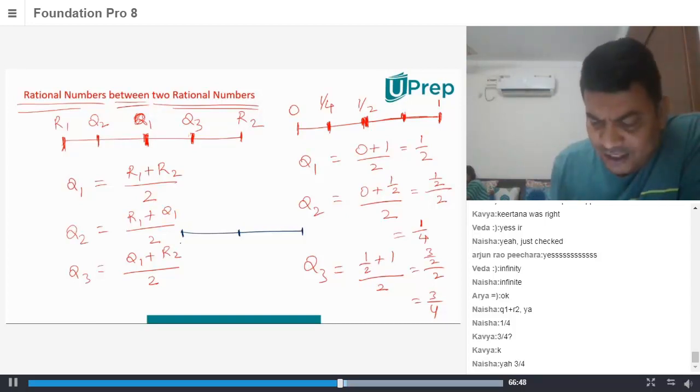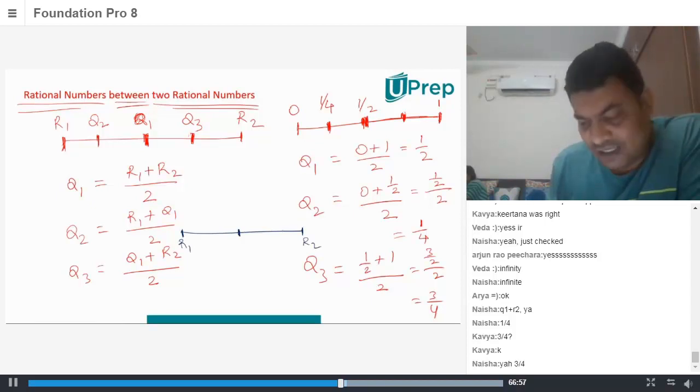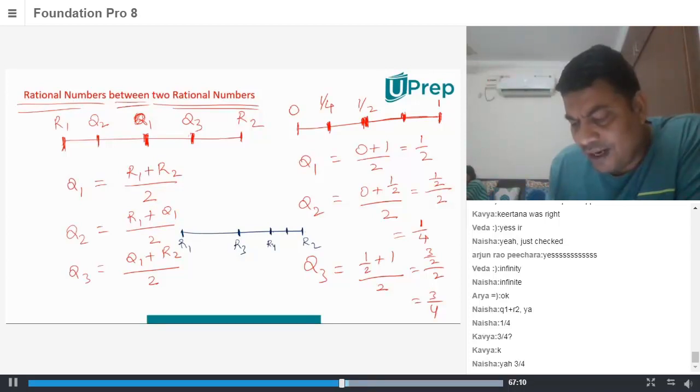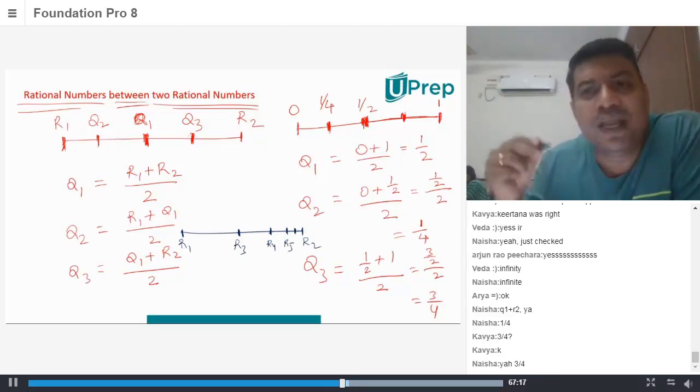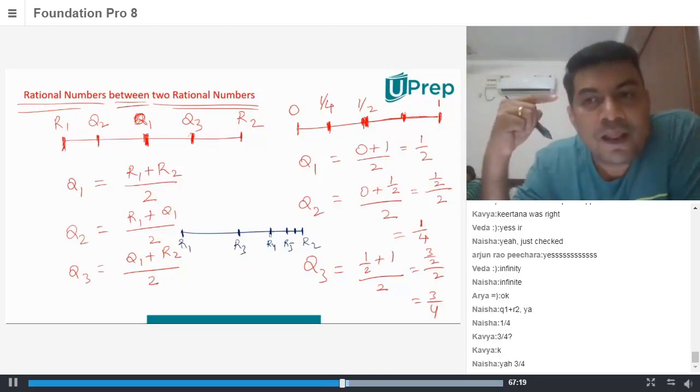So let me take this as rational number R1 and this as rational number R2. So you have a mean here. Now if I keep on doing this, let me call this rational number R3 for a moment. Between R3 and R2 I can create one more here, let me call it R4. Between R4 and R2 I can create one more here, let me call that R5. Now between R5 and R2, once again I can create one. So if I keep on doing it, you can keep on doing it forever.